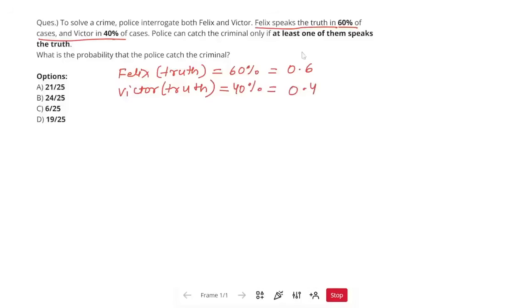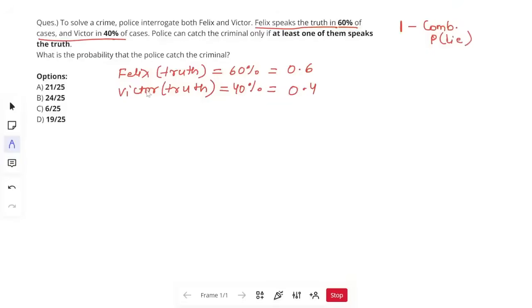Now what we need to find, let's see. Police can catch the criminal only if at least one of them speaks the truth. So see how to find out if one of them speaks the truth. What we can say is, out of the total, we subtract the combined probability of them speaking lies. When we solve, you will understand it better. So we are going to follow this now.